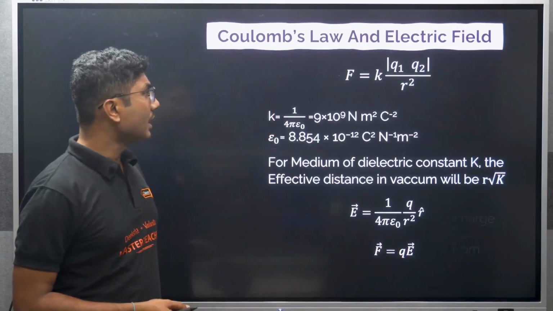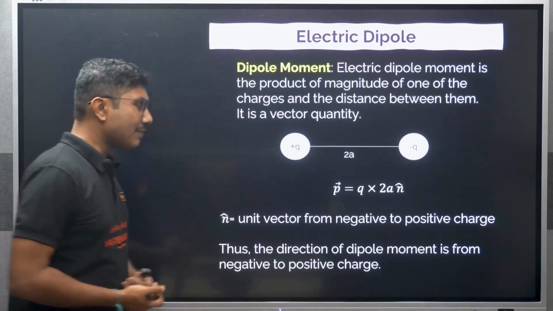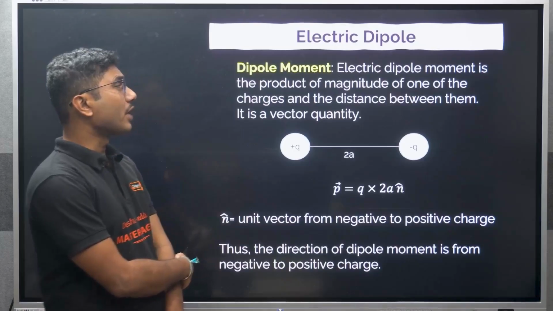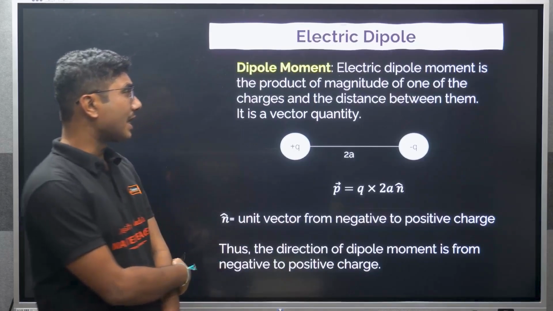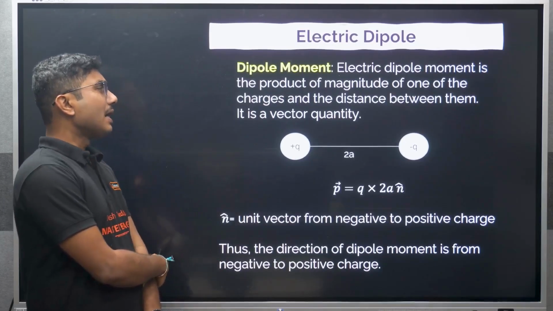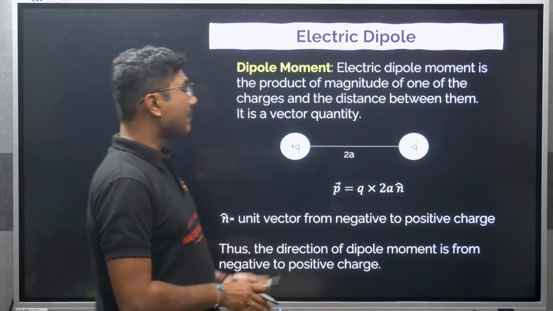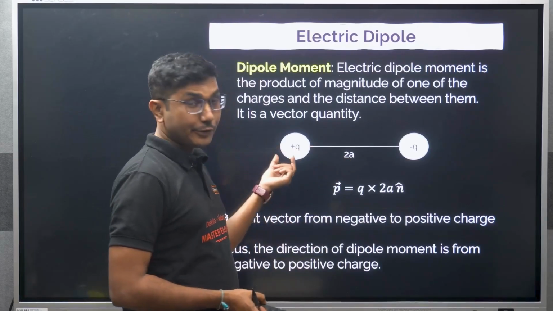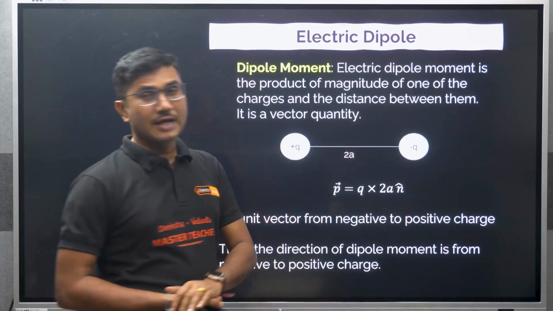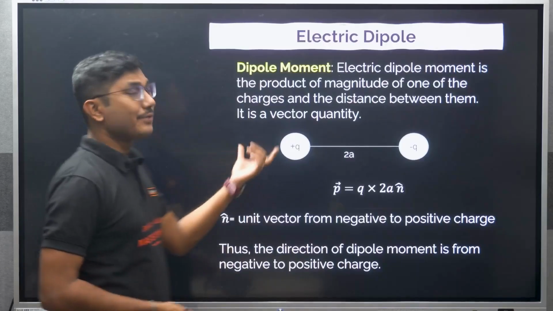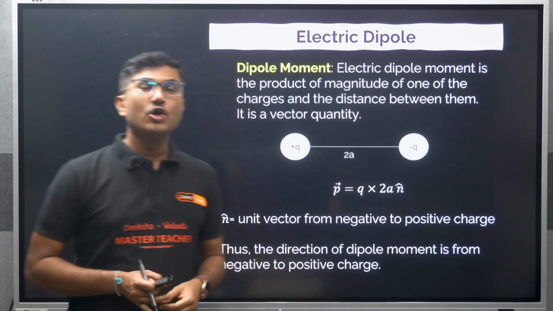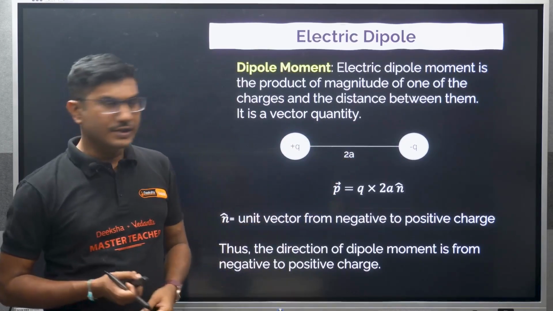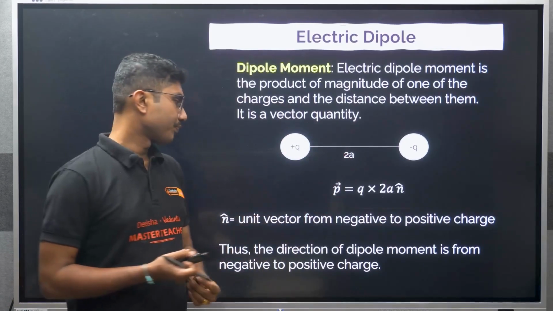Now let's move on to the next part, electric dipole. Electric dipole is also a very, very important concept. Electric dipole moment is the product of the magnitude of one of the charges and the distance between them. It is a vector quantity. So dipole moment is the most important quantity, which gives you the magnitude of any one of the charges times the distance between the charges. And by the way, what is an electric dipole? An electric dipole is two equal and opposite charges separated by a very small distance. The distance has to be very, very small.